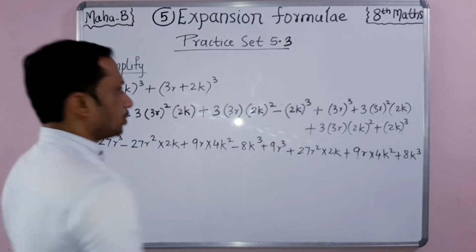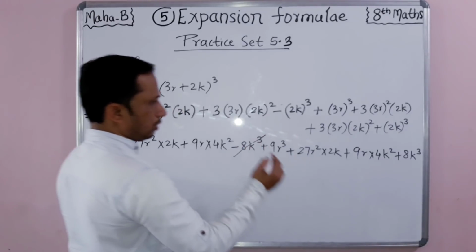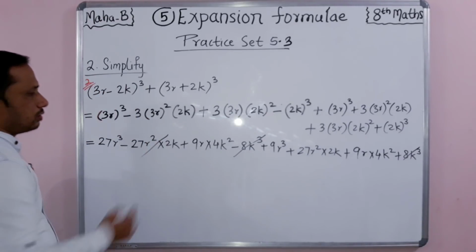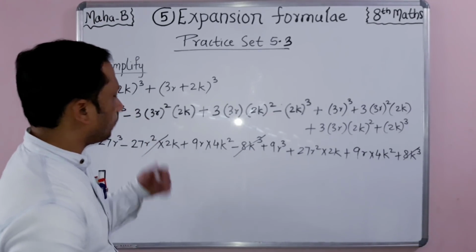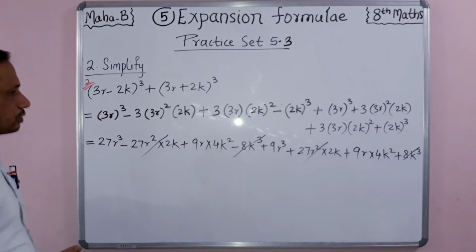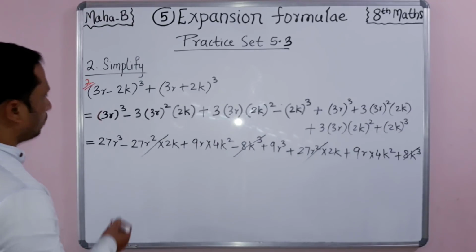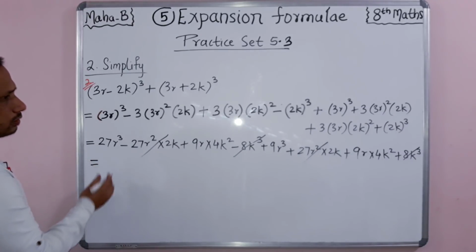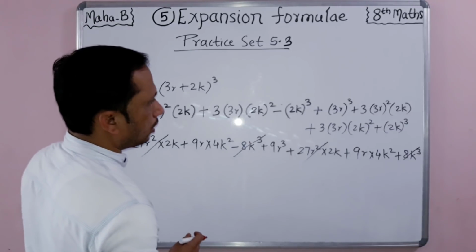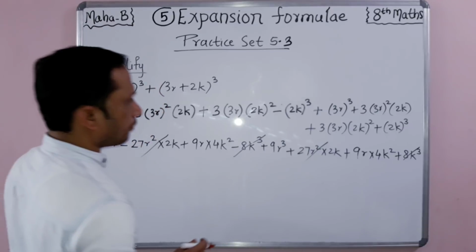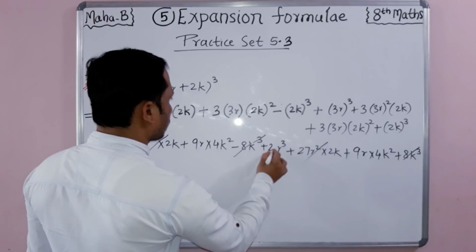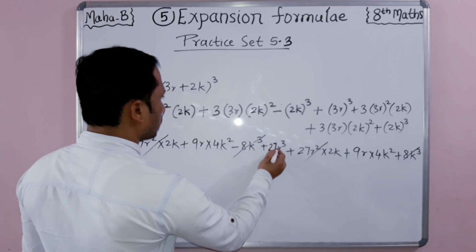Okay students, so now find out what is common. 8k cube plus and minus 8k cube cancel each other, then this minus 27r square into 2k. Okay students, plus 27r square into 2k gets cancelled, then there is nothing. Okay students, so now what is remaining? First is 27r cube, and in the second case also 27r cube.